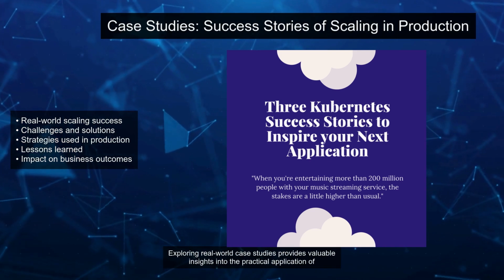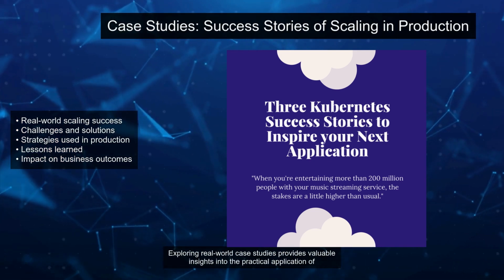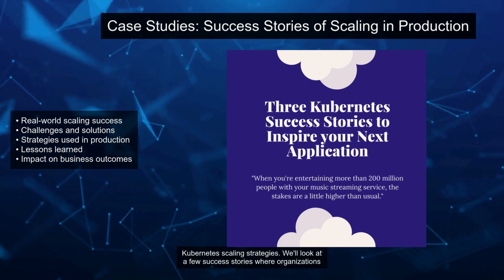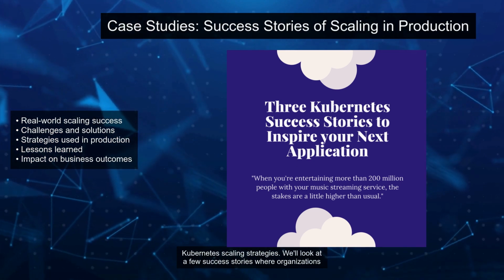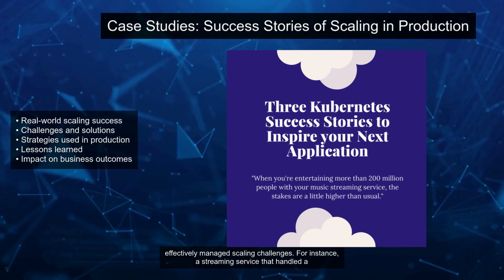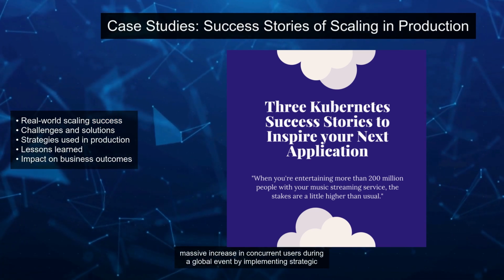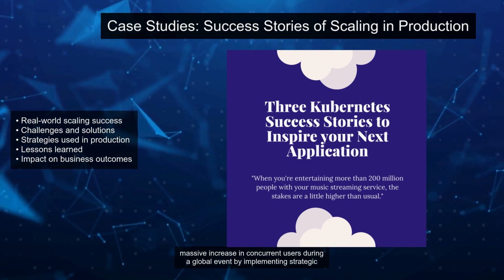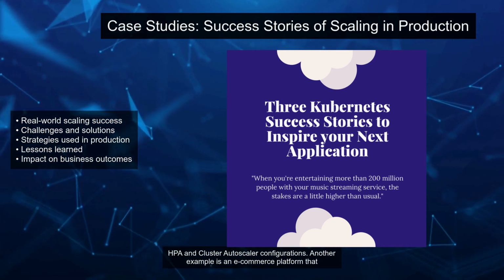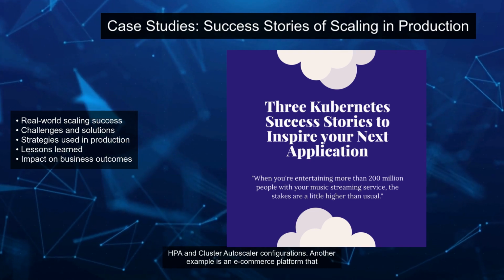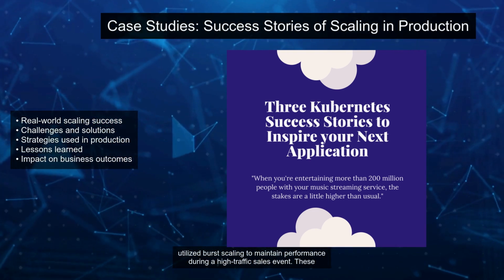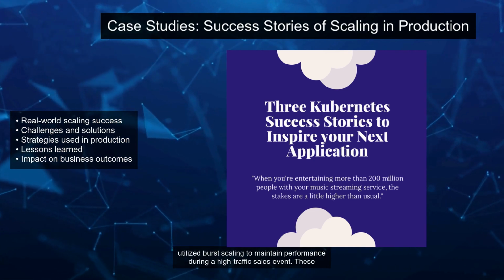Exploring real-world case studies provides valuable insights into the practical application of Kubernetes scaling strategies. We'll look at a few success stories where organizations effectively managed scaling challenges. For instance, a streaming service that handled a massive increase in concurrent users during a global event by implementing strategic HPA and cluster autoscaler configurations. Another example is an e-commerce platform that utilized burst scaling to maintain performance during a high-traffic sales event.